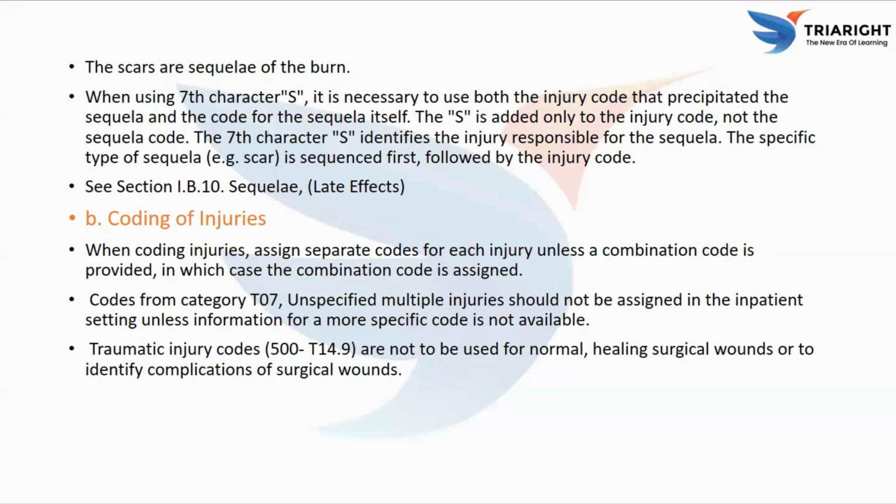Next, coming to traumatic injury codes, S00 to T14.9. What not to code here? These codes should not be used for normal healing surgical wounds, routine post-operative care, or surgical wound complications. Why? Because surgical wounds are intentional, while injuries are unintentional trauma. So you have to use the codes for aftercare of surgery, and T81 to T88 for complications of procedures.